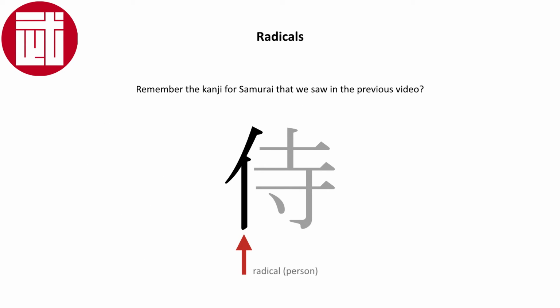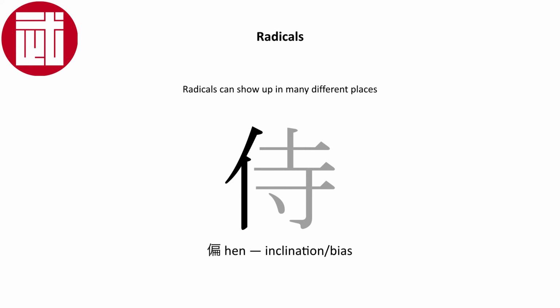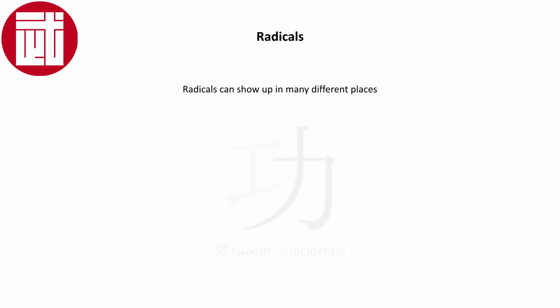Remember the kanji for samurai that we saw in the previous video? The radical is on the left. In this case, it means person. If the radical is on the left, it's called hen. Now, this means inclination or bias, but that you don't need to remember that. That really isn't going to help you much. If it's on the right, it's called tsukuri.